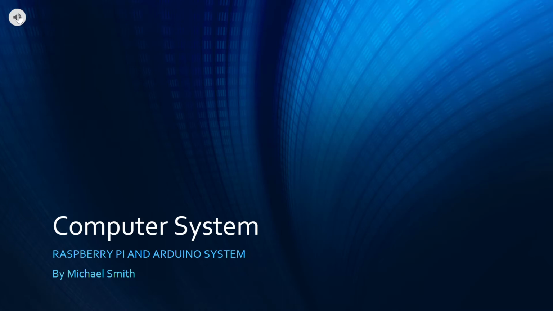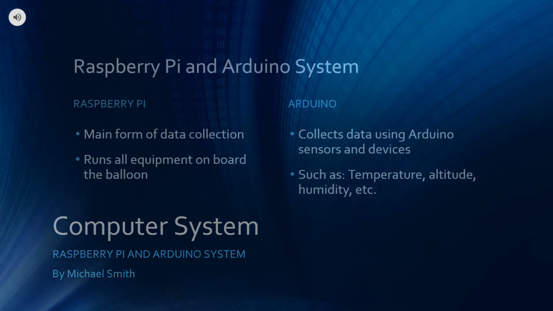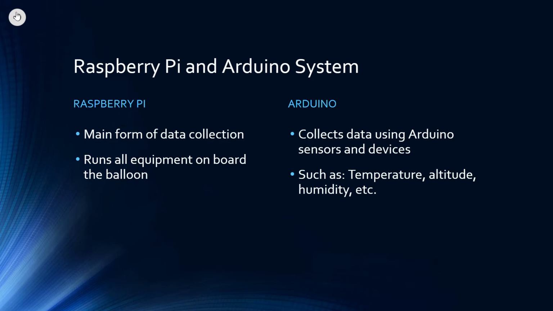My name is Michael Smith, and I was responsible for the Raspberry Pi and Arduino system that made up the main computer system on the weather balloon. Within this system, we utilized a Raspberry Pi and an Arduino. The Raspberry Pi was the main form of data collection and ran all of the equipment on board the balloon, including the Arduino. The Arduino was then hooked up to various sensors and devices so that they could measure temperature, altitude, humidity, acceleration, everything that we could possibly gather data-wise on the balloon.